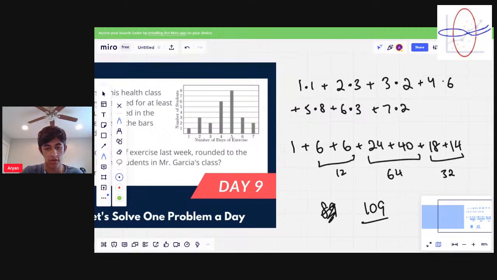And now what we want to do for our denominator is the total number of students, because we have to average it out, right? So the total number of students is how much? Here we look back at the graph, and instead of multiplying, we simply add up our y values. So we have 1 student here, another 3, this is 2, that's 6, that's 8, that's 3, and that's 2. Adding this up, 6 plus 6 is 12, plus 8 is 20, and then 25. So our answer is just 109 divided by 25.